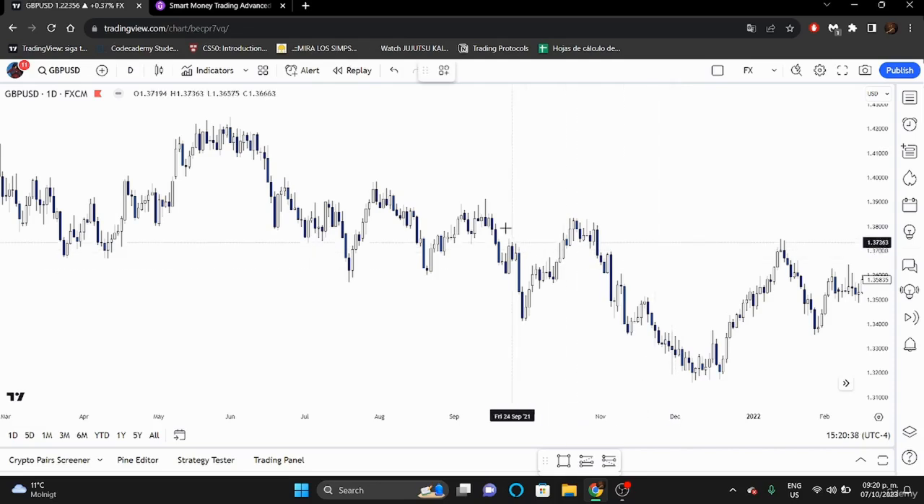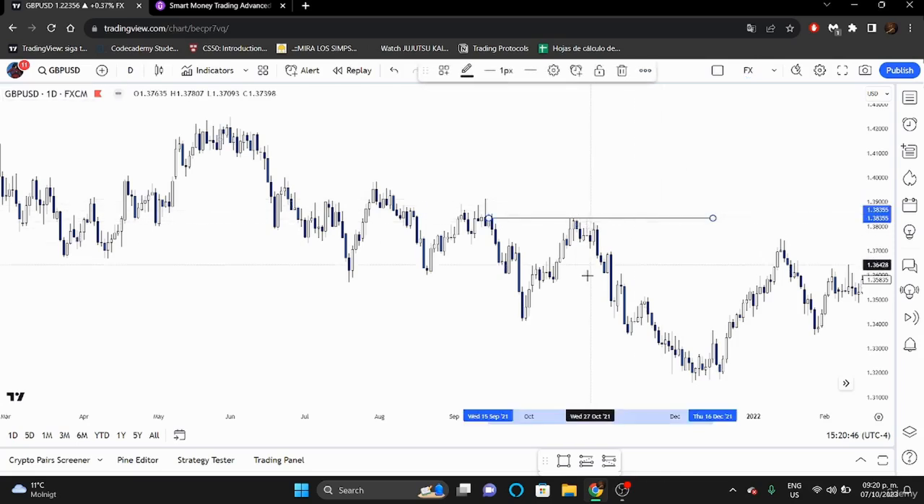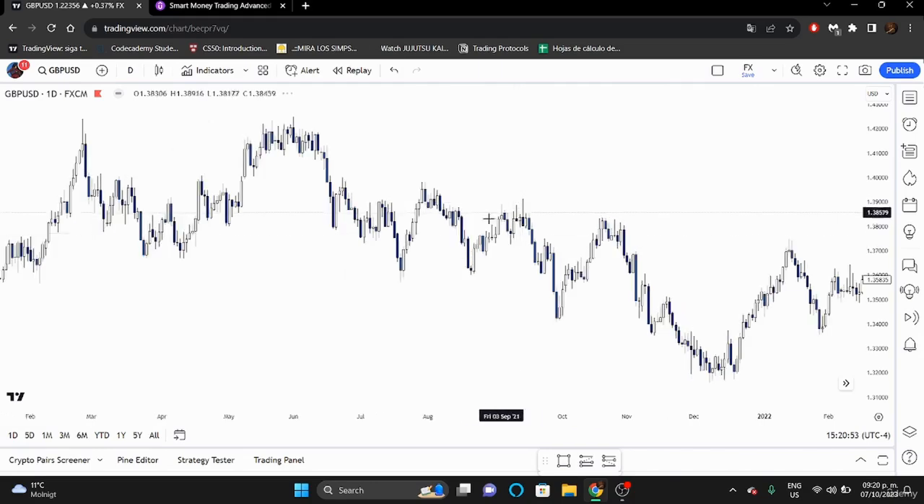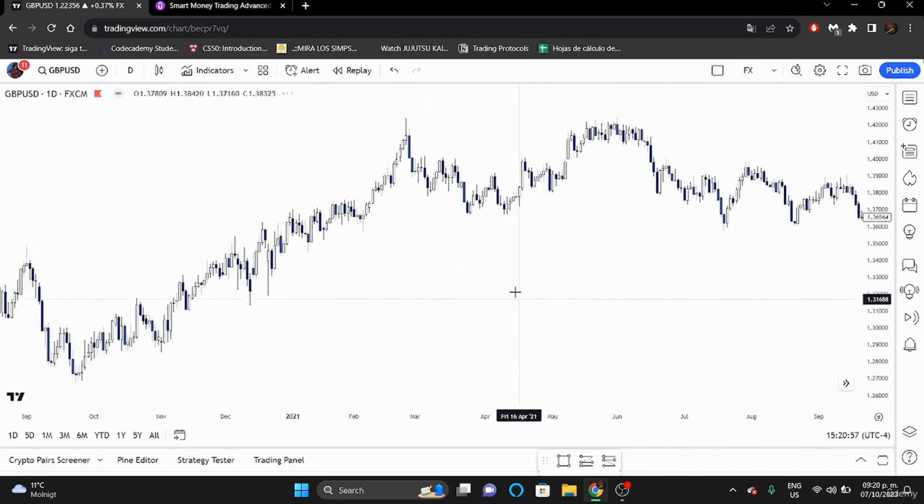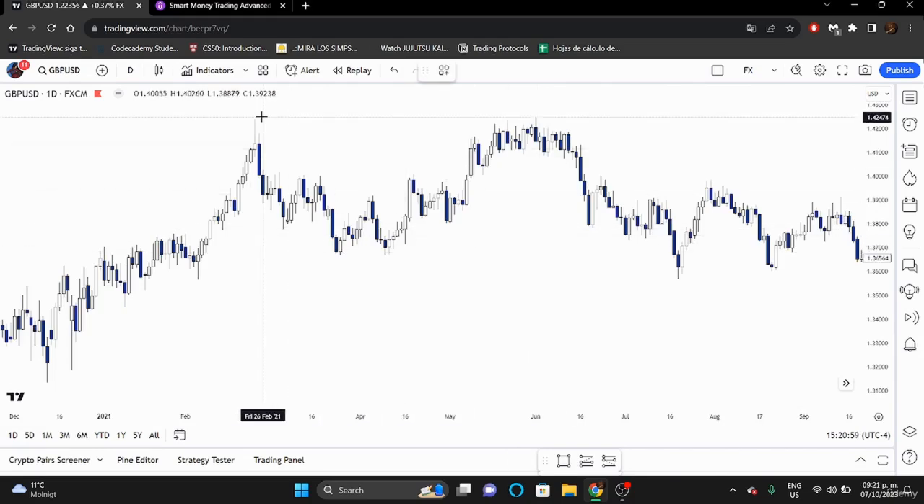These highs over here, it's all of these ones, as you can see right here. It touches the rejection block, I believe, I'm not quite sure. No, it barely touches it. It does not touch the rejection block in this case. But here we have a perfect example.